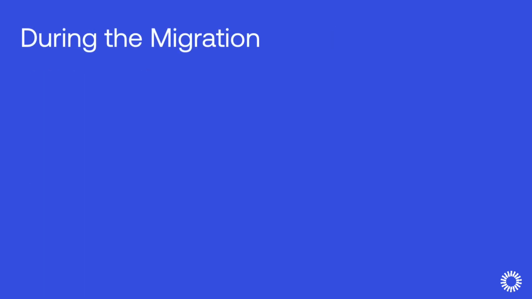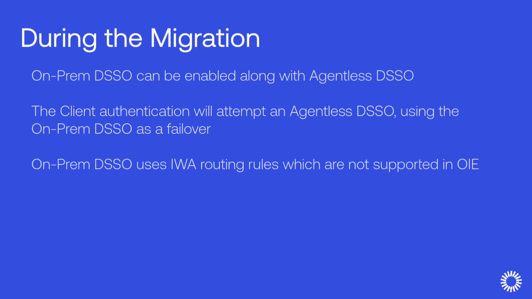Now, before we begin, it is important to note that both on-prem and agentless desktop single sign-on can be enabled at the same time. Under this configuration, the authentication flow will start by attempting an agentless desktop single sign-on, using the on-prem desktop single sign-on as a failover. It's also important to remember that on-prem desktop single sign-on uses IWA routing rules, which are not supported in OIE. And in order to upgrade the org to OIE, these rules must be removed.